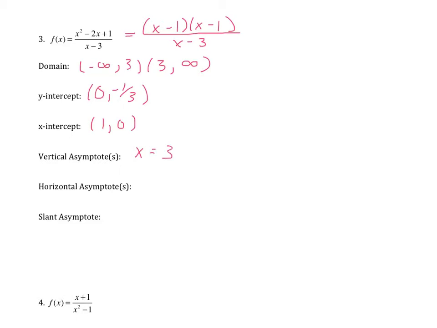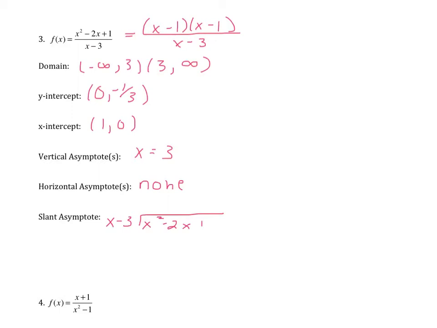And this time, we do not have a horizontal asymptote because the degree on top is bigger than the degree on the bottom. So instead of a horizontal, we have a slant, since the denominator did not cancel. So to find the slant asymptote, I'm going to do polynomial long division.